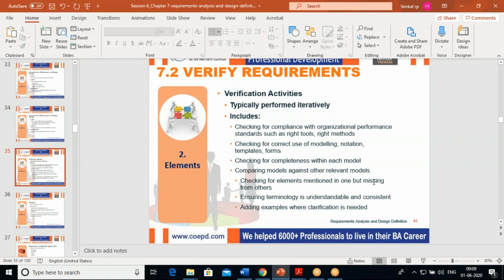Whatever terminologies we are using should be understandable, consistent and free of conflict. And if you can add examples so that people can understand, you can add examples here. Verification activities means that once it is modeled, we have to understand whether the other stakeholders can understand these requirements, and whether they are compliant and following the standards and best practices. We are going to verify that here.